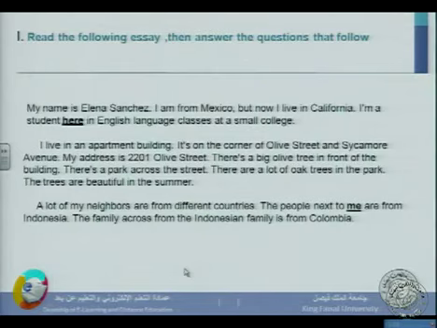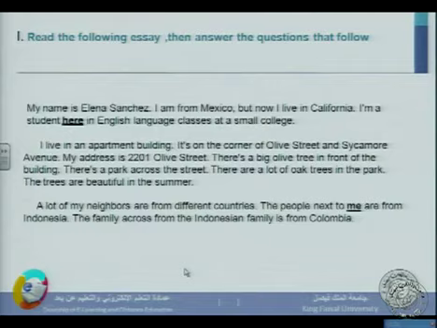Okay, and here I want you to read the following essay, then answer the questions that follow. So let us read it together. My name is Elena Shangiz. I'm from Mexico, but I live in California. I'm a student here in English language classes at a small college. I live in an apartment building. It is on the corner of Olive Street and Sycamore Avenue.